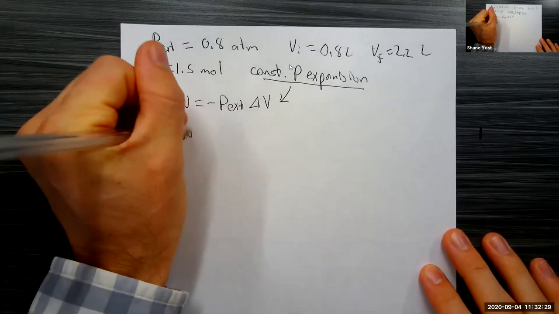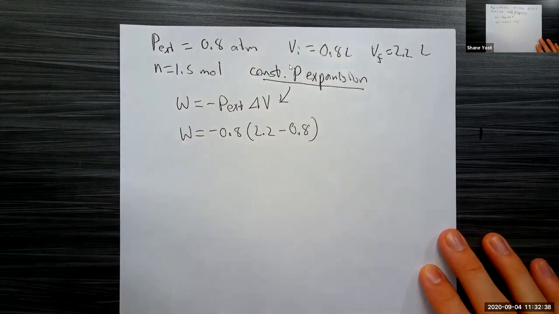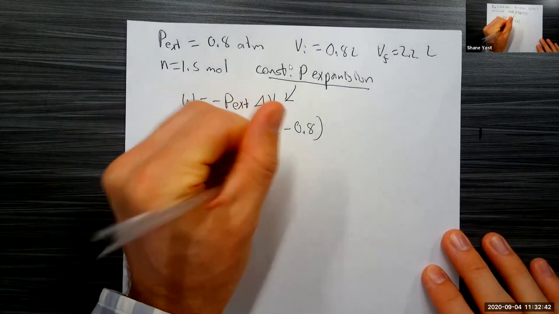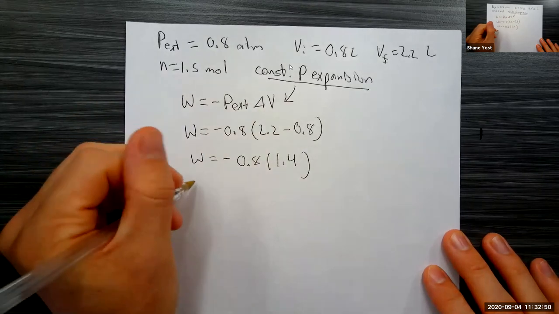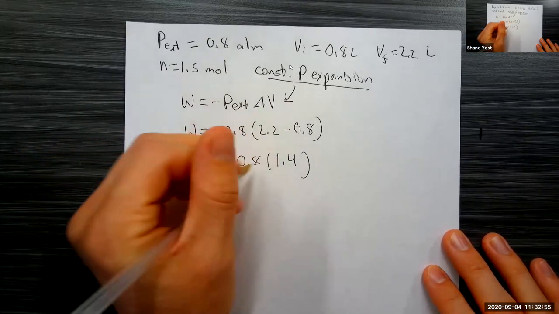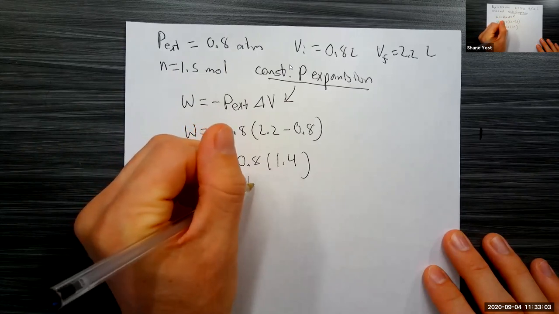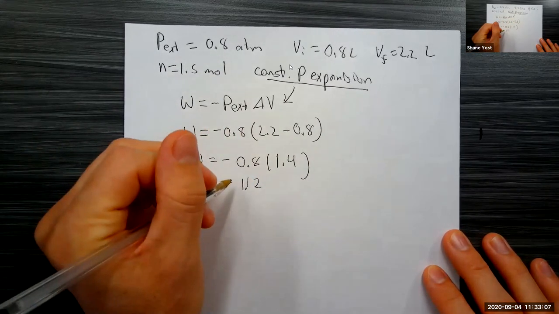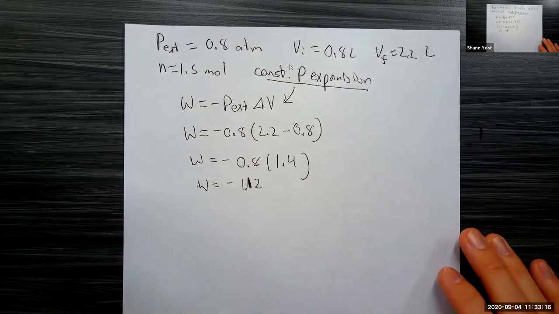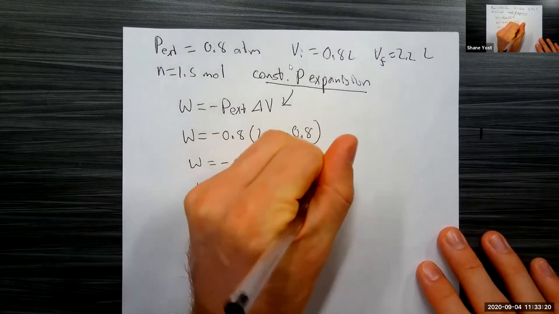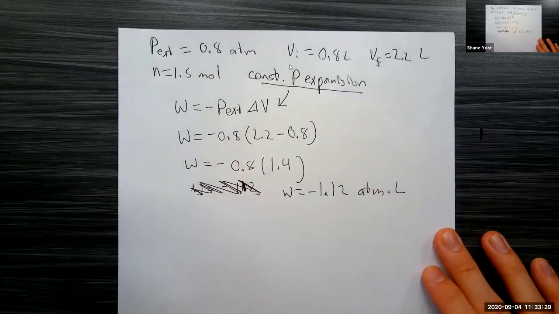And so to calculate the work, I just have to plug in: minus 0.8 times 2.2 minus 0.8, which is minus 0.8 times 1.4, which is minus 1.12. So that work is equal to minus 1.12. I didn't write down units here, but just remember that this is atmospheres times liters, is what you just did.